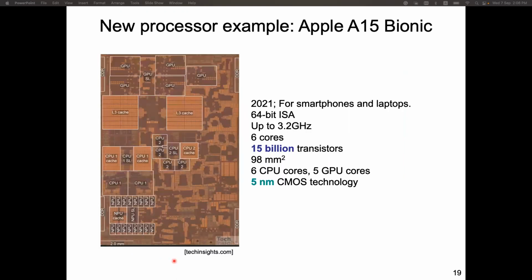This is from another company, Apple's A15 Bionic processor, introduced last year for mobile applications, smartphones or laptops. It supports 64-bit ISA, can run up to 3.2 gigahertz, contains 15 billion transistors. Size is about 100 millimeters squared. It has many cores, 6 CPU cores, and some graphics processing unit cores, GPU cores, fabricated in 5 nanometer CMOS technology.